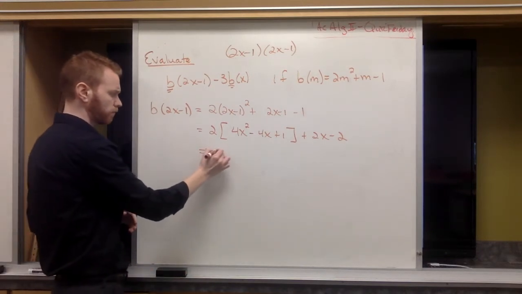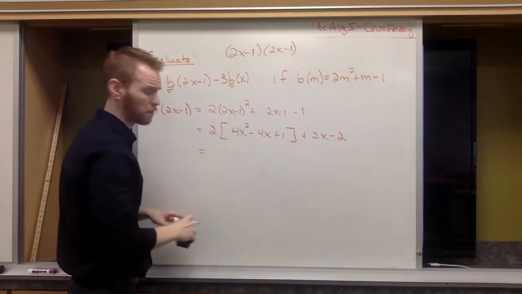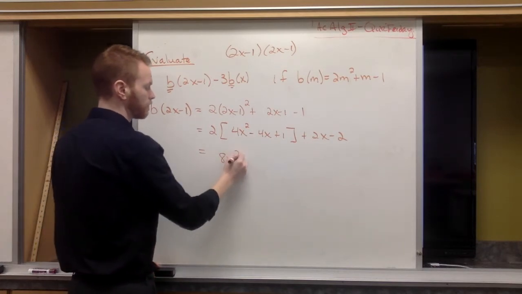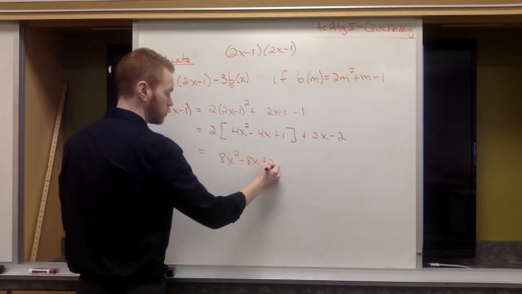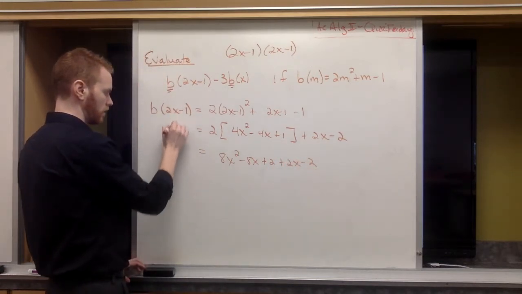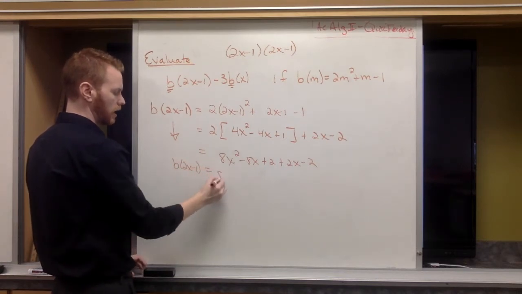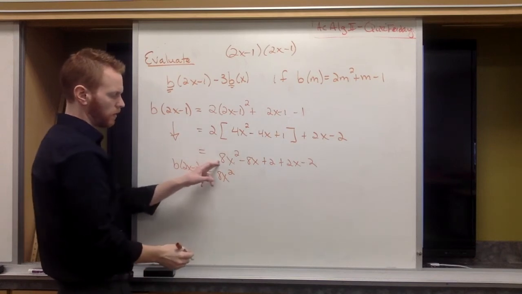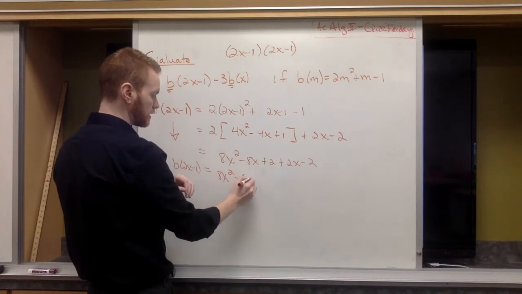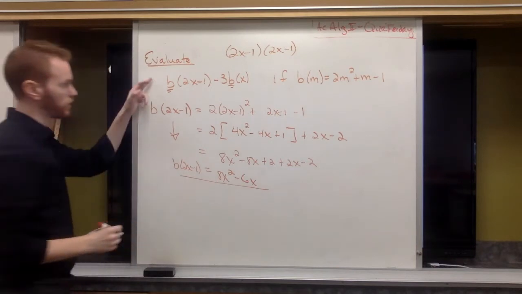Let's continue. Oh, sorry. We could just go ahead and multiply this now. 2 times all of this, right? So we get 8x squared minus 8x plus 2, plus 2x minus 2, which comes after. And then for my final result, combine like terms again. The 8x squared, nothing to combine with. Negative 8x plus 2x is a minus 6x. 2 minus 2 is 0. So here is what this guy is evaluated.